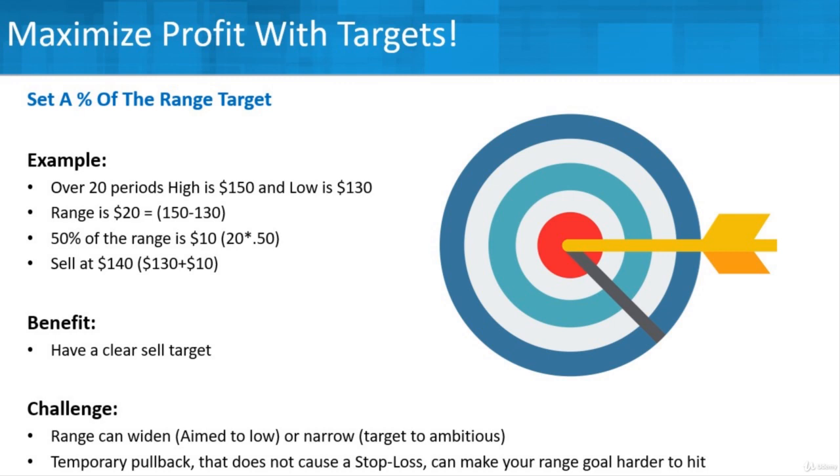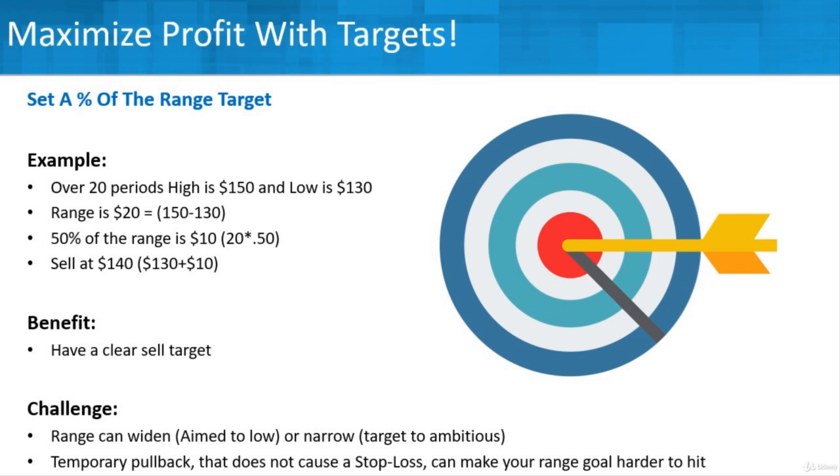In this example, the range was 20. What if the range was 80? Now you have a wider range, and that can make a difference. So the benefit is you do have that clear sell target. You don't have to think much. Once I hit that number, I'm selling. The challenge is the range can widen during that whole period. You aim to be on the low end of the range, but maybe that range has now started a period where it's widening out or possibly narrowing, and that changes your basic number.